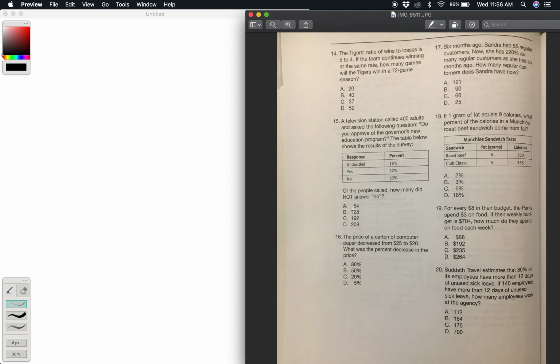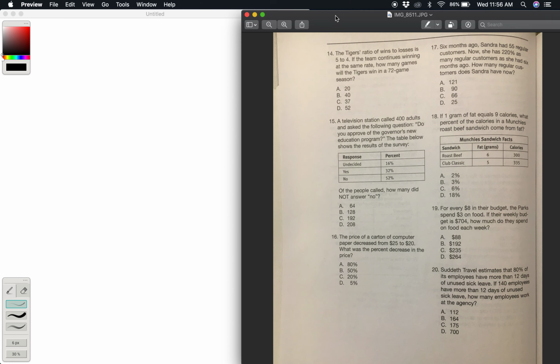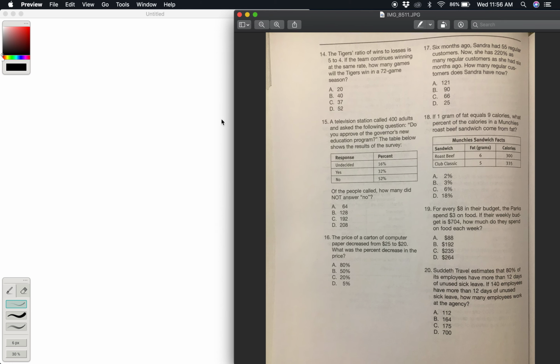Now, number 17. Six months ago, Sandra had 55 regular customers. Now she has 220% as many regular customers as she had 6 months ago. How many regular customers does Sandra have now?